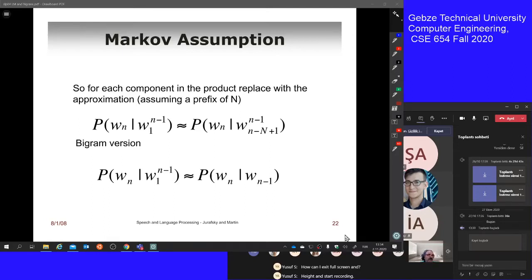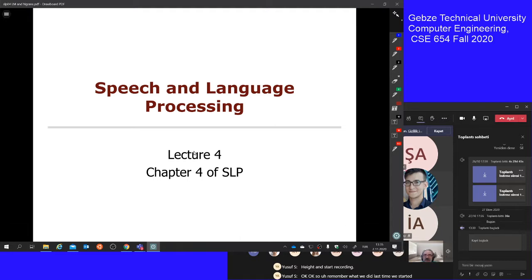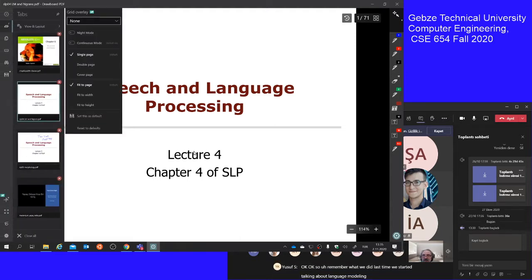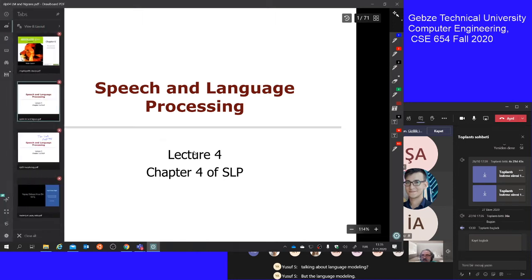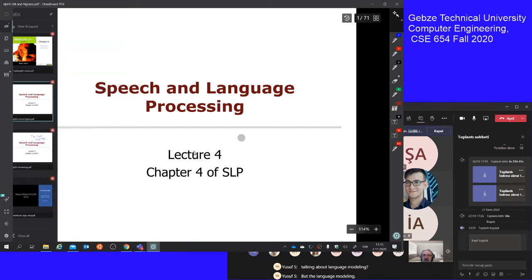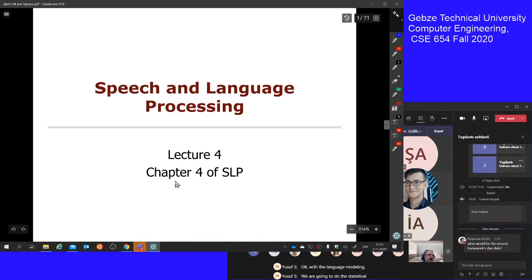Good. Okay. So, remember what we did last time? We started talking about language modeling. With the language modeling, we are going to do the statistical language modeling.